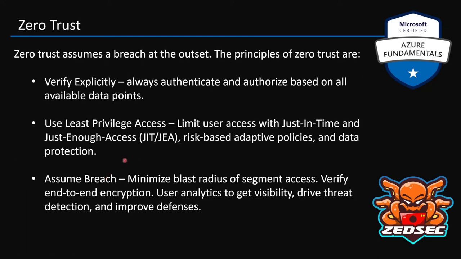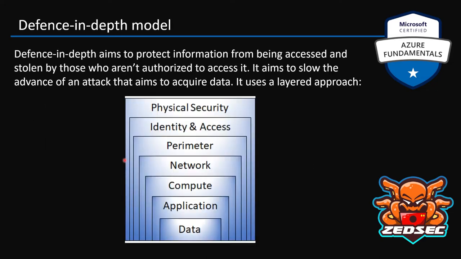So zero trust basically assumes a breach at the outset. The principles of zero trust are: verify explicitly, which basically means always authenticate and authorize based on all available data points. Use least privileged access, which limits users to just-in-time, just-enough access, with risk-based adaptive policies and data protection. And assume a breach: minimize the blast radius with segmented access, and verify end-to-end encryption. You use user analytics to get visibility and drive threat detection and improve defenses.